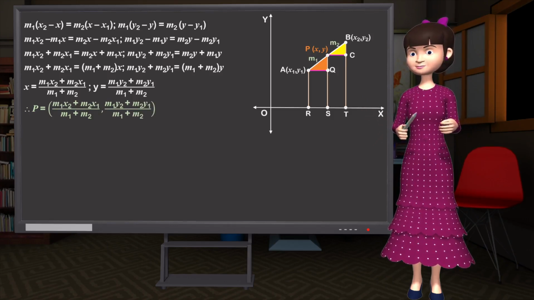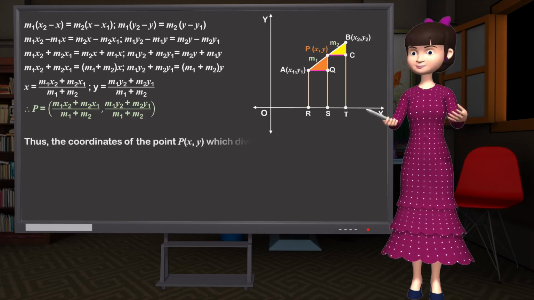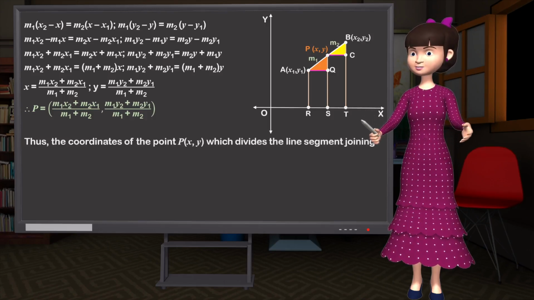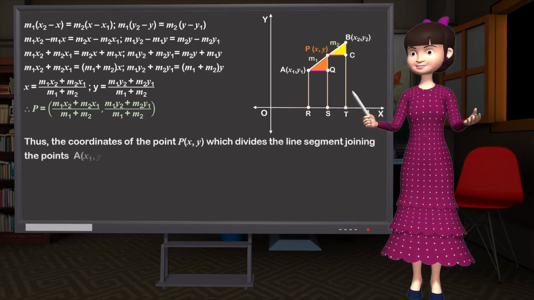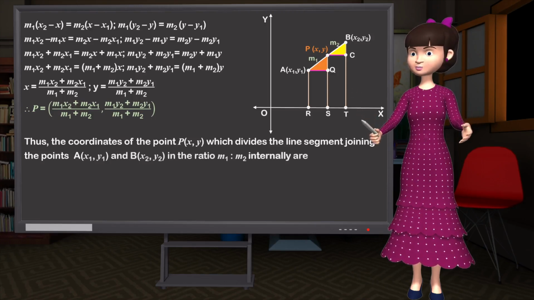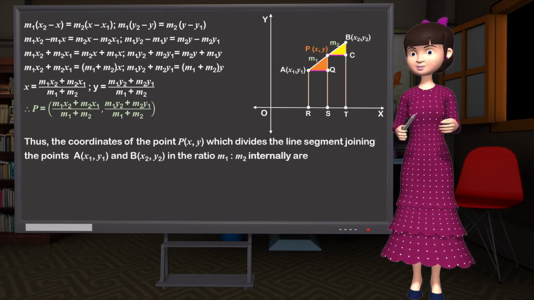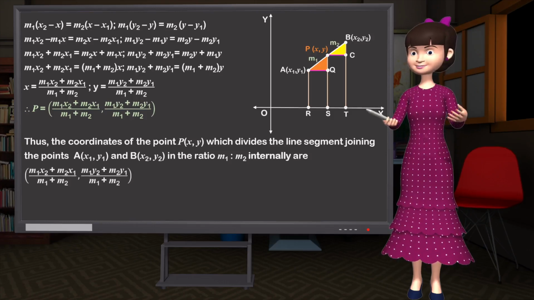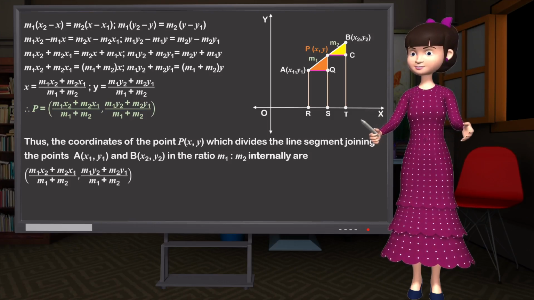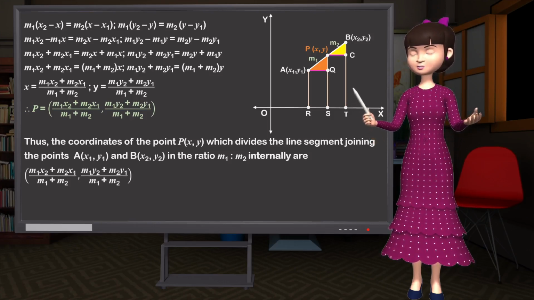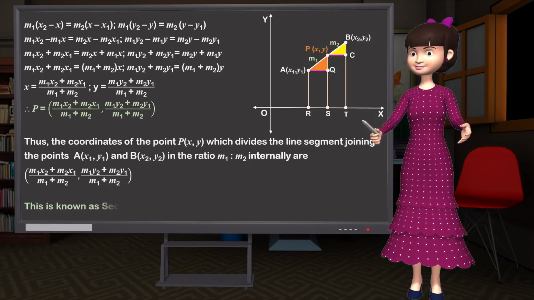Thus, the coordinates of the point P of x, y, which divides the line segment joining the points A, that is x1, y1, and B, that is x2, y2 in the ratio m1:m2 internally are m1 x2 plus m2 x1 by m1 plus m2, m1 y2 plus m2 y1 by m1 plus m2. This is known as section formula.